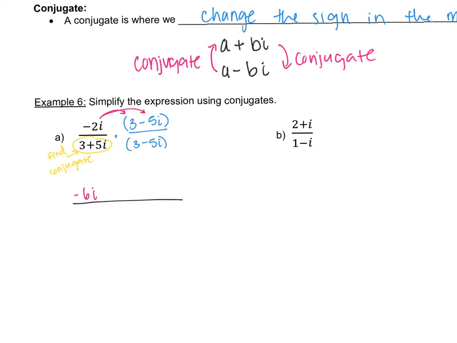Negative 2 times negative 5 gives me positive 10. But the 2 i's multiplied give me an i squared. So I'm done with the top part. I'll clean it up later. But now I'm going to FOIL the bottom. Foiling the bottom is a little bit tricky.